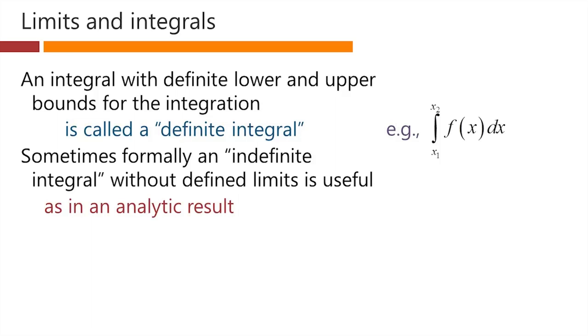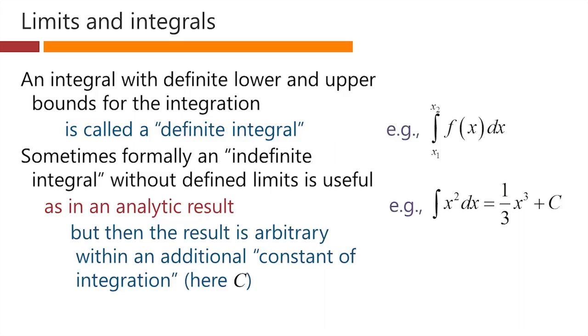Sometimes, for formal purposes, we end up with an indefinite integral where we have not yet defined the limits. That can be useful because sometimes we can get analytic results even though we have not yet defined the limits. So for example here, the integral of x squared dx without defining any limits is 1/3 x cubed, but we have an additional constant that we have to leave in here because we don't know what this is. We don't know what this constant is because we have not put limits on this integral. That constant, which at the moment is still arbitrary, is called the constant of integration.